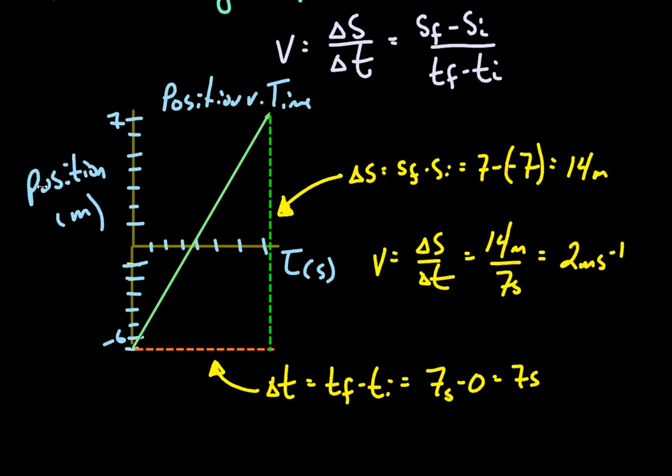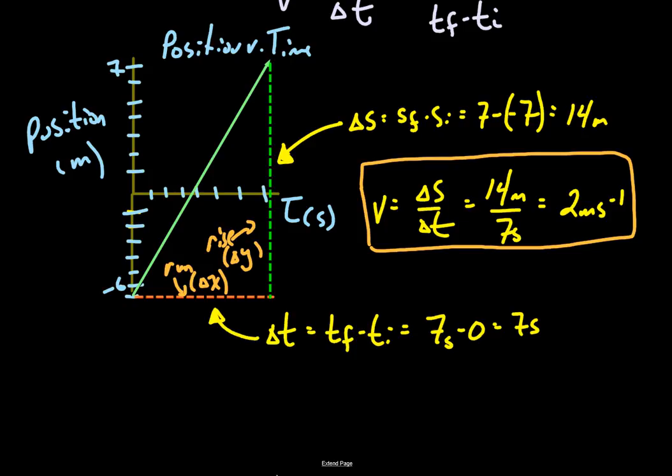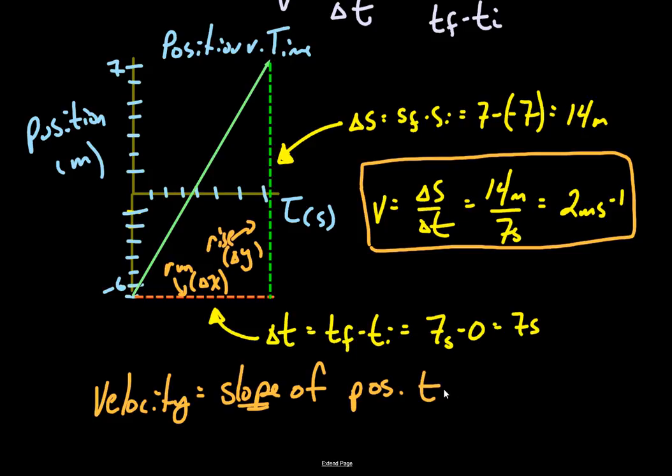What I also want to emphasize here is that this is also called the rise, or in math class, you might call this delta Y. And this you might call the run, which is delta X. So what we're saying here then is that velocity is the slope of a position time graph. Velocity is the slope of a position time graph. Okay, that's important, and we're going to need to use that information a little bit later.